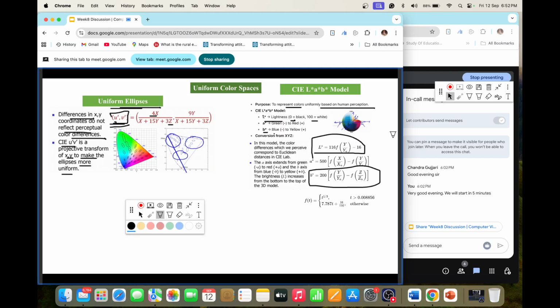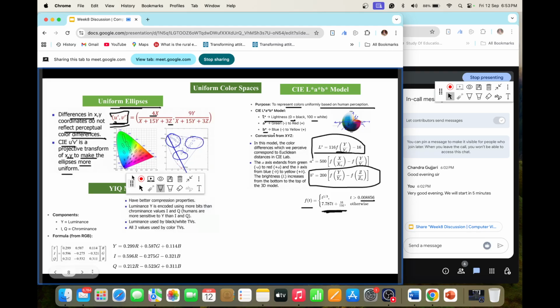And this is a function of Y by Yn. Yn is nothing but a reference color that will be given to you. This function of Y by Yn will be either to the power 1 by 3 if t is greater than this. Otherwise, if t is lesser than this value, then you have to calculate the function this way, that is 7.787 t plus 16 by 116. So this is regarding the CIE LAB model.